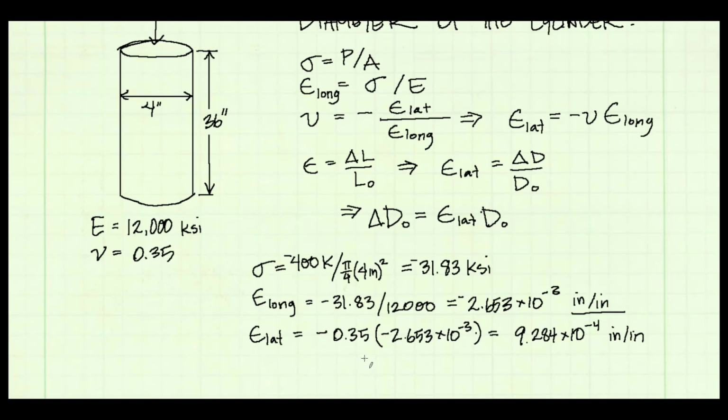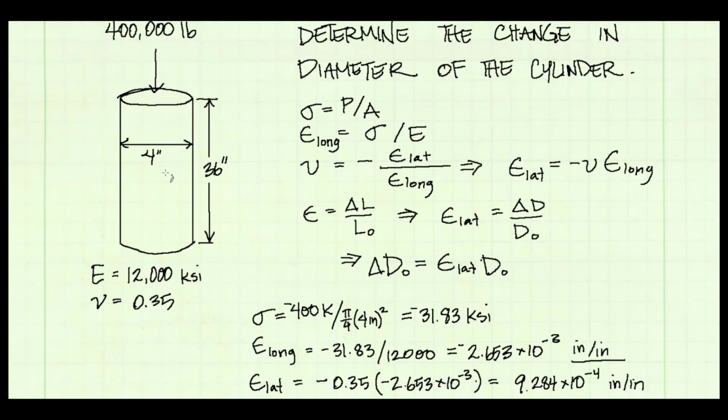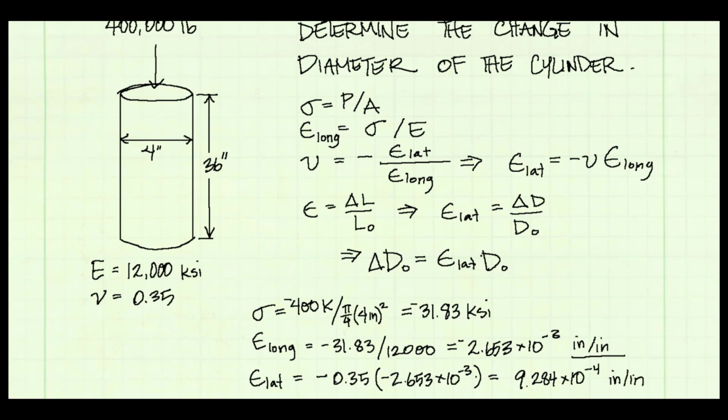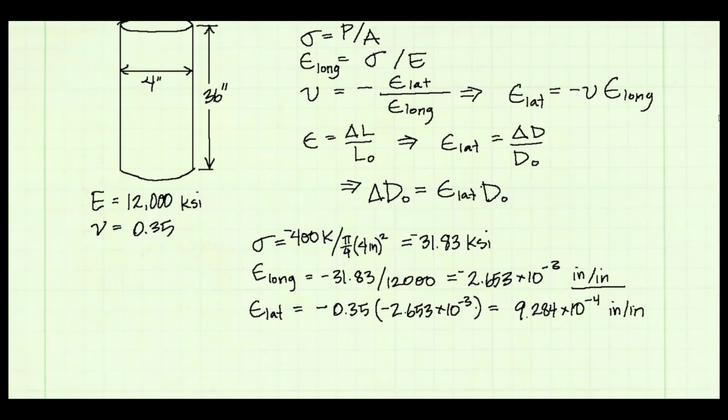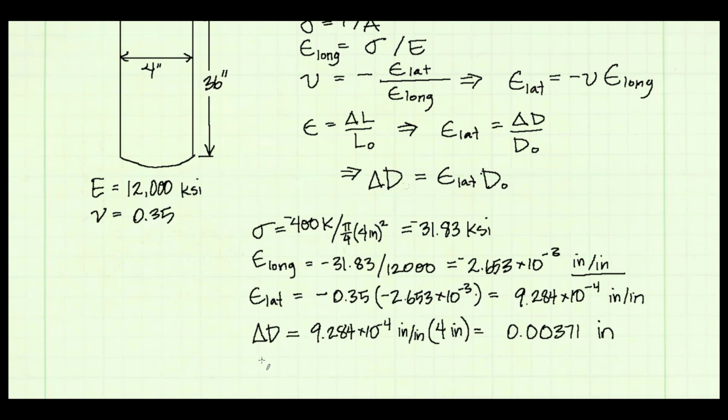Does this make sense? Yes, it does. When we compress the cylinder, we expect it to get wider, so the diameter is going to grow, and that is why the lateral strain comes out positive. And now I can solve for the change in diameter. It's equal to my lateral strain times the original diameter, 4 inches. And I get that it is very small, 0.00371 inches. But it does grow a little bit.